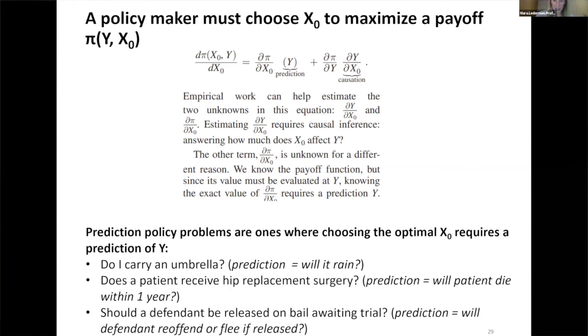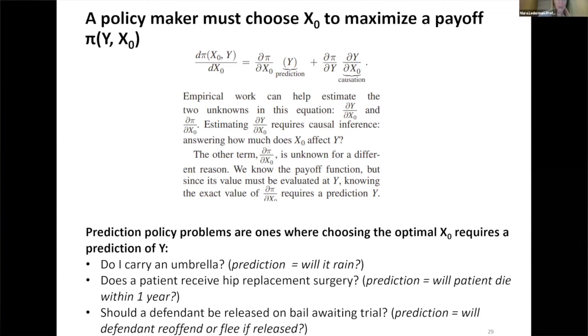So that all sounds very abstract. What are the types of examples that they give that fit this prediction policy problem? The trivial example they start off with in their paper is, do I carry an umbrella? Should I carry an umbrella? My payoff to carrying an umbrella depends fundamentally on whether it's going to rain, right? And so this becomes a prediction problem. If I can predict whether it's going to rain, I can make a much better decision about whether or not to carry an umbrella.